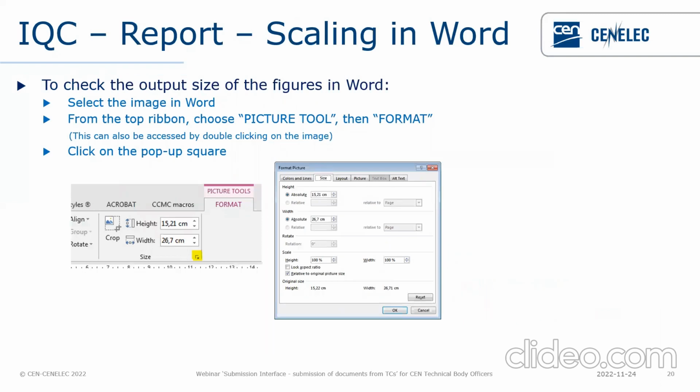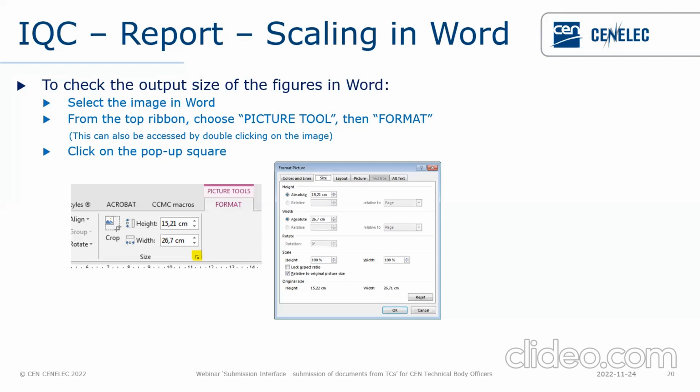The other part is often the scaling in Word. When we say that there is no cropping or resizing within the Word document, this is because the output size then will be totally different. When you see on the right side here, we do have height and width of 100%. That means that the figure that you have provided as an individual file is the same size as the one in the Word document.